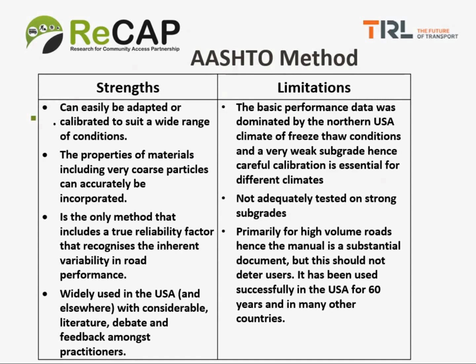The AASHTO method was based on the AASHTO road test, which took place in one part of the United States, in one climate and obviously one subgrade. So it is not considered initially to be of worldwide application, but the power of this particular method is that the way the analysis was done and the equation that was produced means it can very easily be adapted or calibrated to suit a wide range of conditions. And that is one of the reasons why it's used in so many countries now, because of that powerful statement. It can be easily adapted or calibrated. Calibrated is perhaps the best word to use, to suit a wide range of conditions.